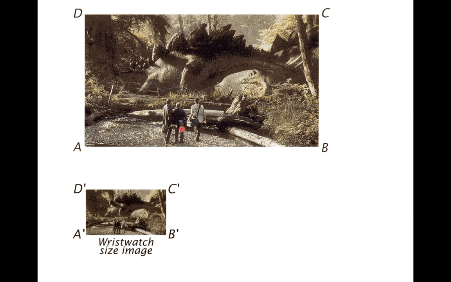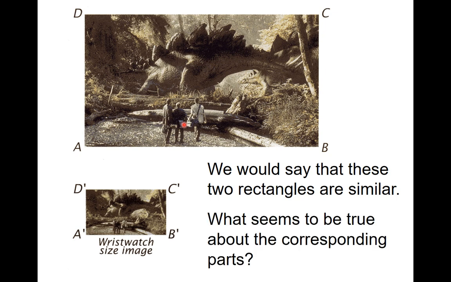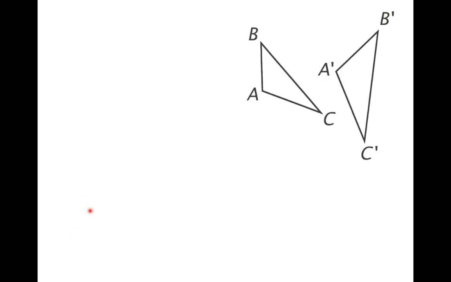So here we are again with these two images from our first slide earlier in the show. We would say that these two rectangles are similar. Now, why is that? What seems to be true about the corresponding parts in these two images? In other words, if we were to compare the length of this one to the length of this one in a ratio, and then the width of this one to the width of that one in a ratio, what do you think might be true? Maybe the ratio is the same? We'll get back to that in a minute.